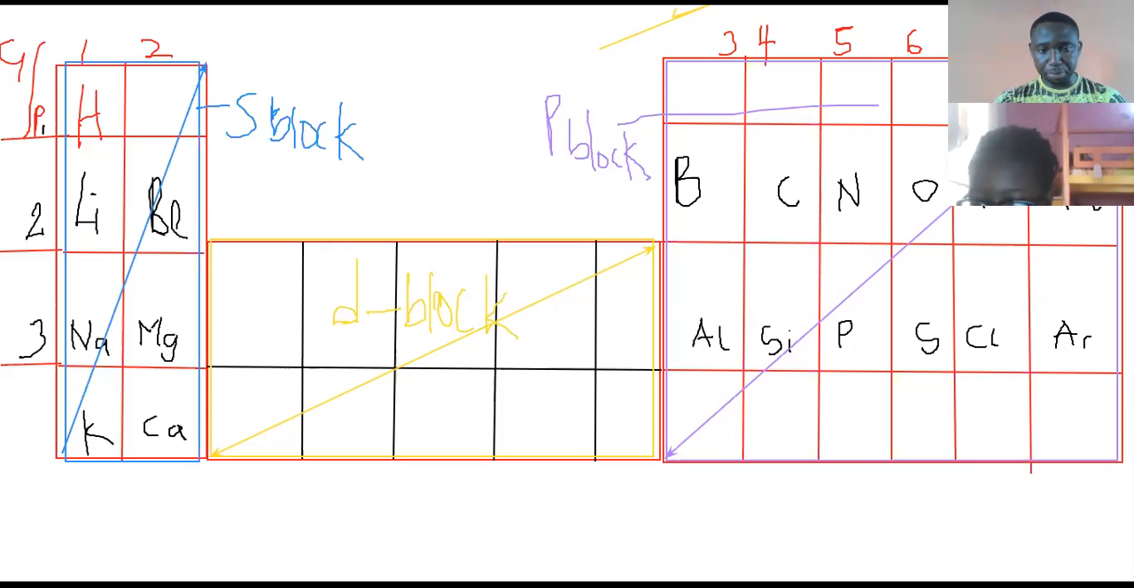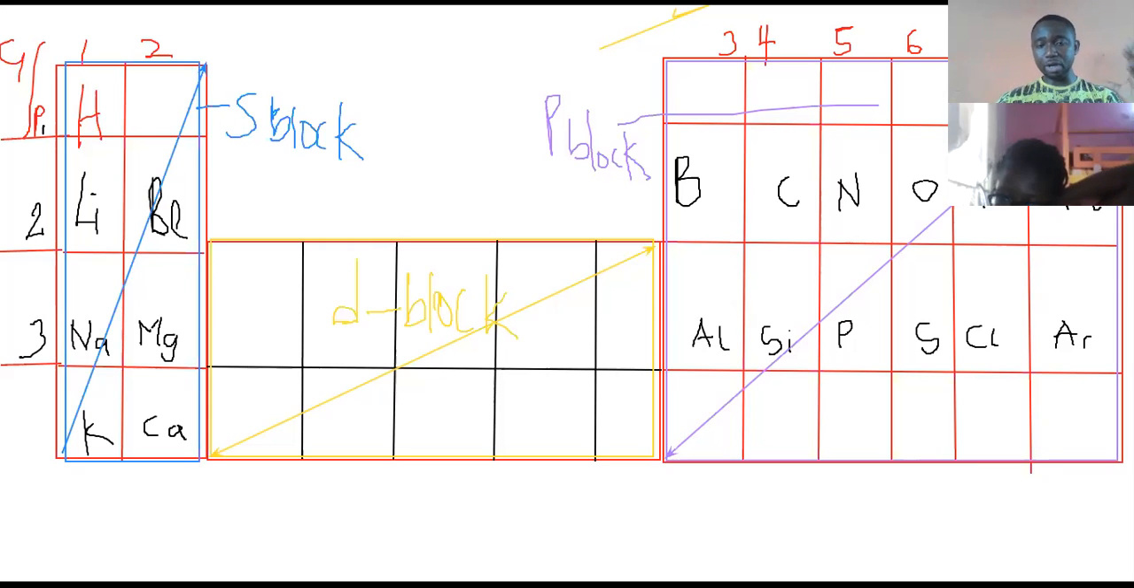Now, from the position of these various elements on the periodic table, we've gotten to understand that electron arrangements seem to stand out. Elements with 1 and 2 electrons in their outermost shell, that's the group 1 and 2 elements, are called the S block elements.